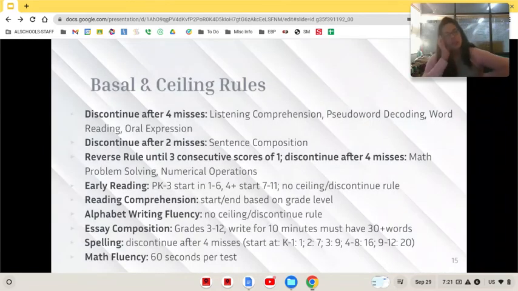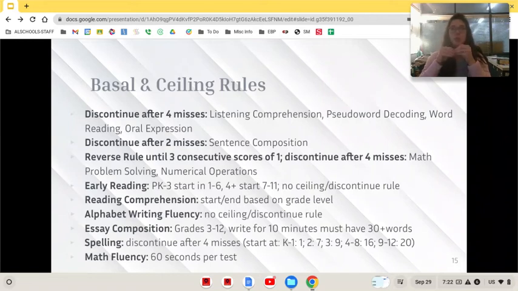So the rule for several of the tests is to discontinue after 4 misses. This is true for listening comprehension, pseudo word decoding, word reading, and oral expression. The administrators, the creators of the test, want you to discontinue after 2 misses for sentence comprehension. The reverse rule is until 3 consecutive scores of 1, and then discontinue after 4.